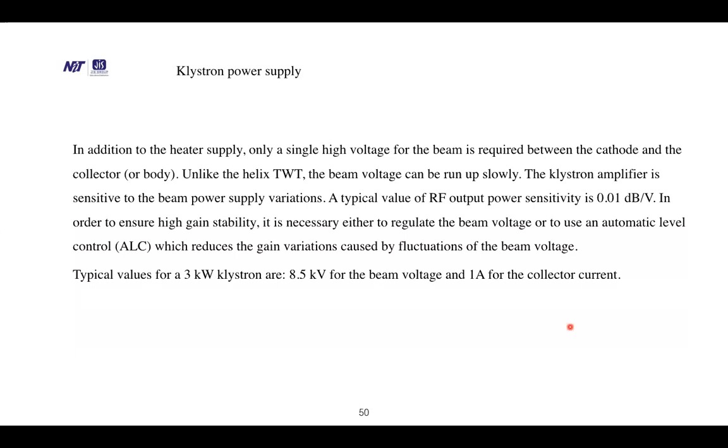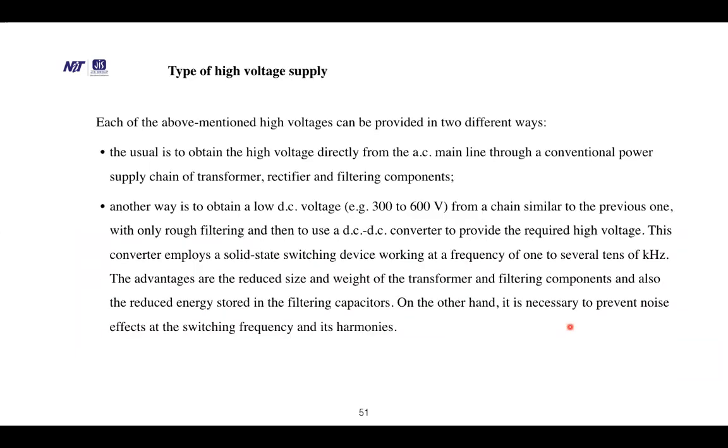This is the corresponding power supply, not in detail. The types of high power voltage supply. Each of the above mentioned high voltages can be provided in two different ways. The usual way is to obtain the high voltage directly from the AC main line through a conventional power supply chain of transformer, rectifier and filtering components.